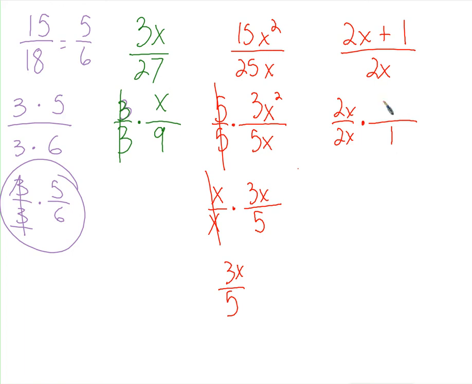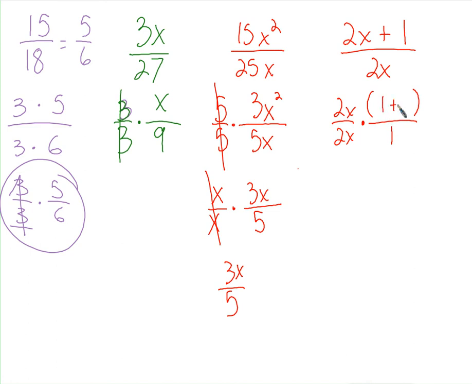2x times, maybe putting parentheses will help you remember. I want to multiply 2x by this numerator. That means whatever's here, everything has to get multiplied. In other words, if we need to distribute, the distribution needs to happen. Okay? So I distribute, say 2x times what will give me this 2x?